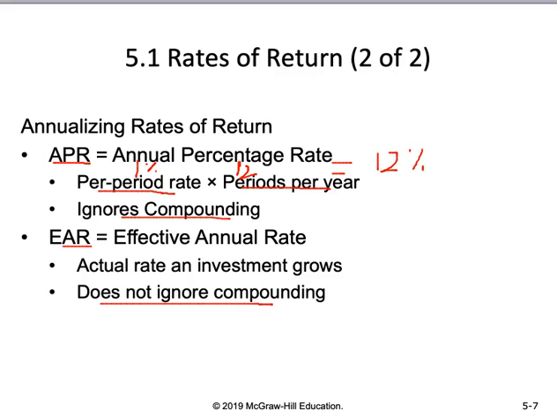Actually, before you hit compute, you've got to hit the up arrow, and you'll see C/Y. That's compounding periods per year. In this case, it's 12, the example I just gave you. So you would put in 12 and enter, and then hit the up arrow key and hit compute, and you'll get 12.68% is the effective annual rate of 1% per month for 12 months.